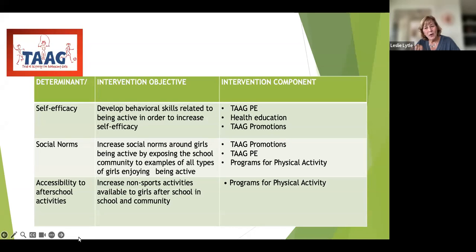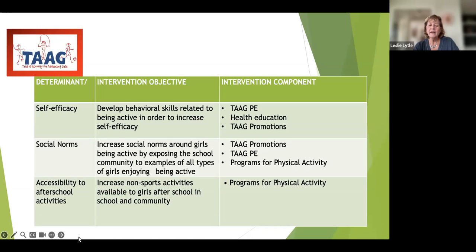But social norms are also going to be affected with TAG PE, because if we change the way that PE is run and more kids are more active more of the time, girls are going to see other girls like themselves being physically active. And finally, our programs for physical activity, those programs that we're building in the community, also provide a change in social norms as girls see girls like them, the non-athletes, signing up for after-school activity.